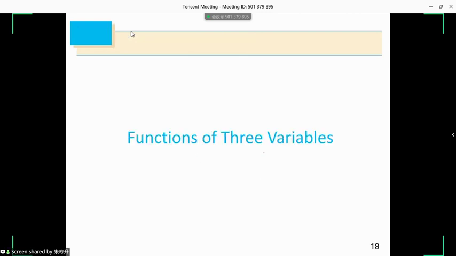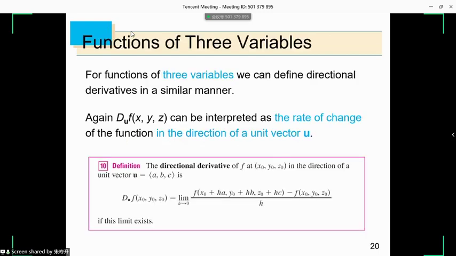Okay, functions of three variables. Here, in front, we gave the directional derivative and the gradient in two variables. We can extend this to three variables. With three variables, we can define the directional derivative as follows. The directional derivative of f at this point in the direction of u is defined as a limit: the limit as h goes to 0 of f(x0 + ha, y0 + hb, z0 + hc) minus f(x0, y0, z0), divided by h. If this limit exists, we call it the directional derivative.